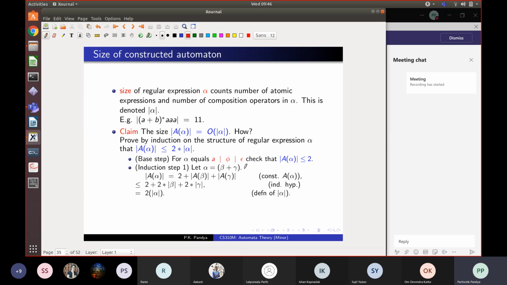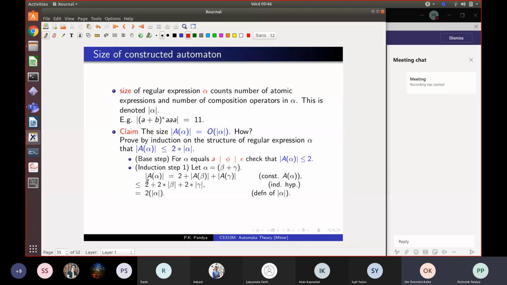So let alpha be of the form beta plus gamma. Okay. So we are assuming that our pattern alpha is now made out of some sub patterns beta and gamma using the plus operator. And so what is the size of alpha? What is the size of this expression? Yeah, 2 plus size of beta and plus size of gamma.